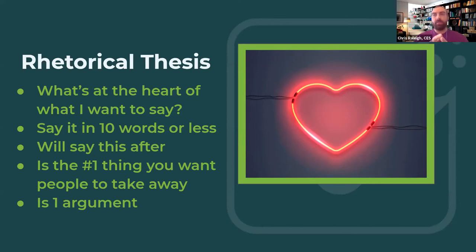So, for example, Kirsten's piece was, we have these problems because of broken elections. That was the thesis, right? And that is the point of the thesis, it's supposed to be the number one thing you want people to take away, right? There's a couple different ways to do this, to figure out what's the most important part of the thesis. One is to do what I just said. What is the one thing I want them to walk away with, right?